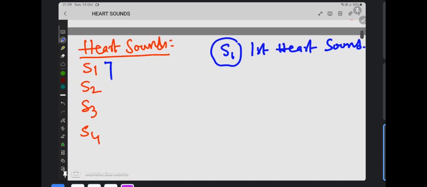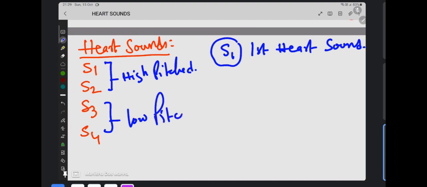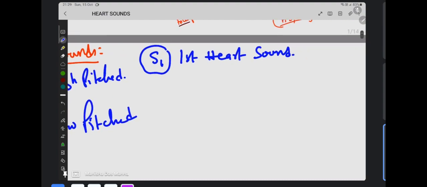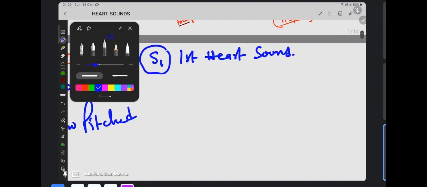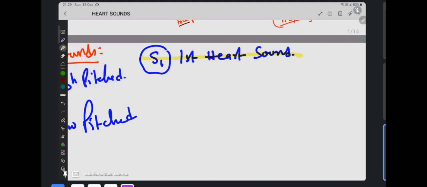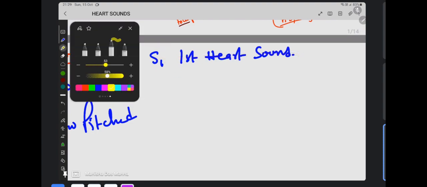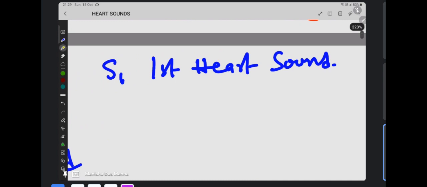S1 and S2 are high pitched. S3 and S4 are low pitched. So S1 is the first heart sound. And first of all, how is S1 produced? The mechanism behind the production of S1, the first heart sound.